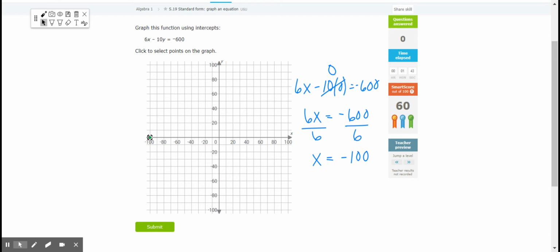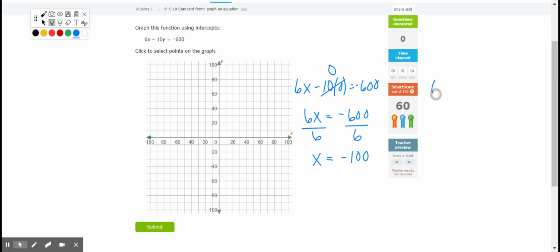So just take note that IXL is going to rescale your graph according to where the x and y intercepts should lie. So if you get something large, that's not necessarily wrong. If you come over and take a peek at what's going on over on the coordinate plane, you might see that the numbers you found definitely fit within it. So let's go ahead and see what happens with our y-intercept.